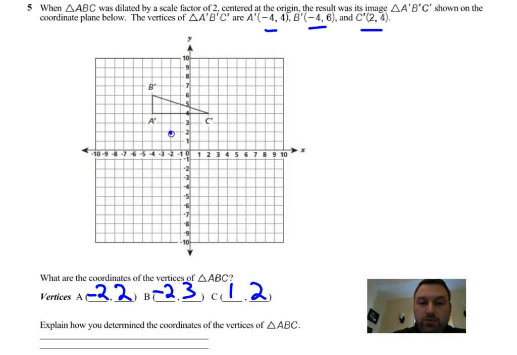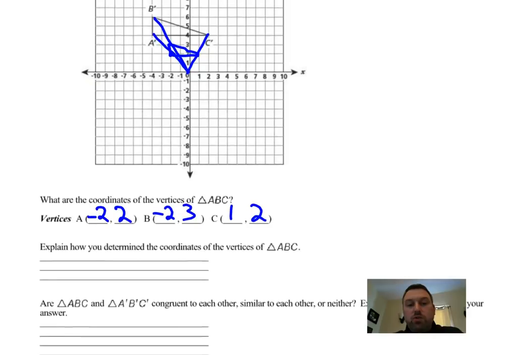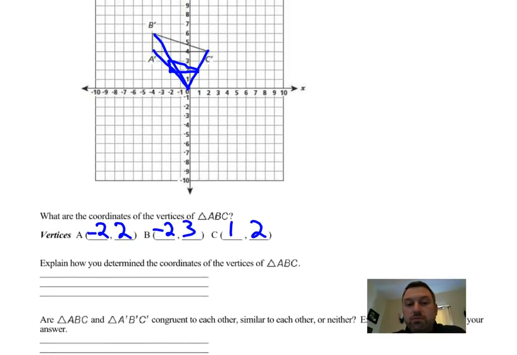So negative 2, 2 is right here. Negative 2, 3 is right here. And 1, 2 is right here. So it's an itty-bitty triangle. But it makes sense because the pre-image and image points are on the same line. And obviously, it's a lot smaller. So explain how you determine the coordinates. You would simply say, I divided each coordinate by 2. Or I multiplied by a scale factor of 1/2. Whatever makes more sense to you. Remember, if the scale factor is less than 1, it's going to get smaller.